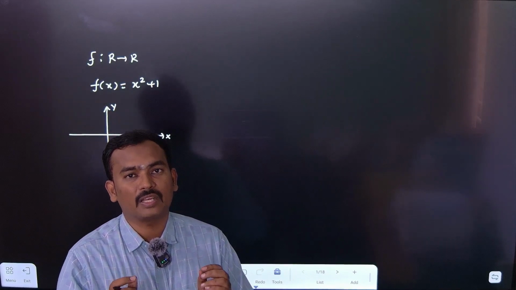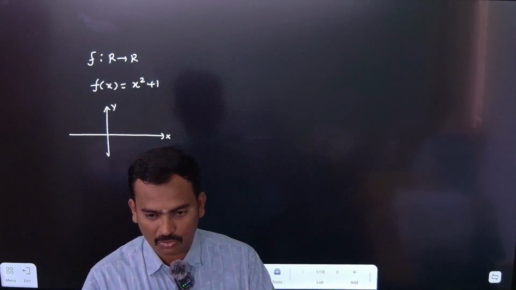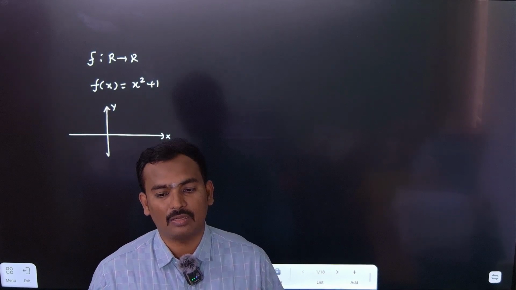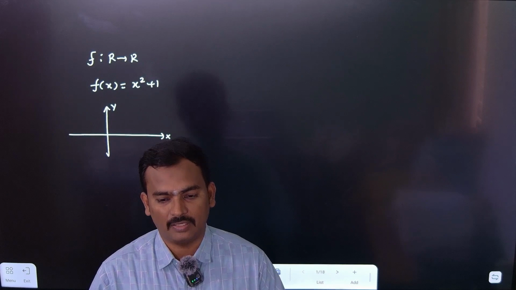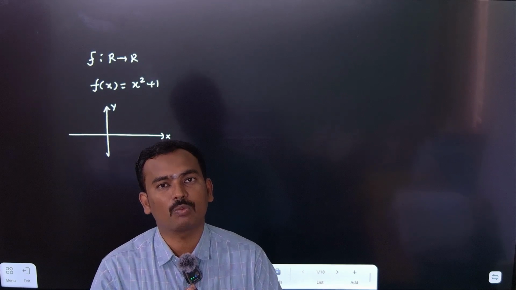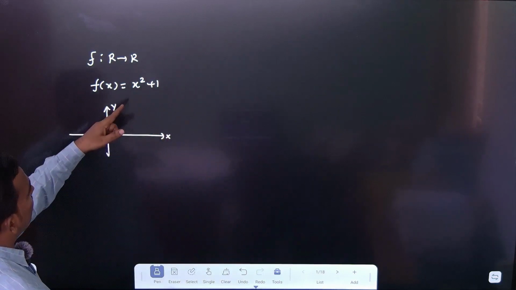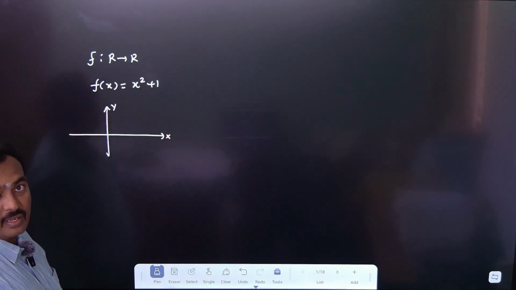For example, if you take f of x equal to 1 by x, put x equal to 0, it is not defined, so you cannot include it in the domain. The domain is the collection of all the x values which are defined. But for x square plus 1, you can take any real number, and it will be defined.